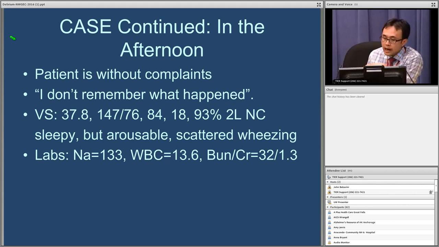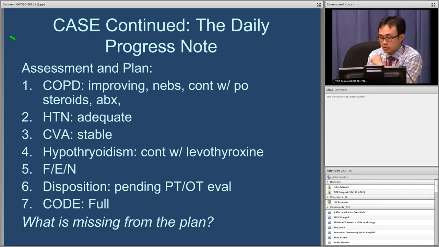Her laboratory values are here. Her sodium's a little low. Her white count's a little high, but it's pretty much unremarkable. And this is what the physician note looks like.